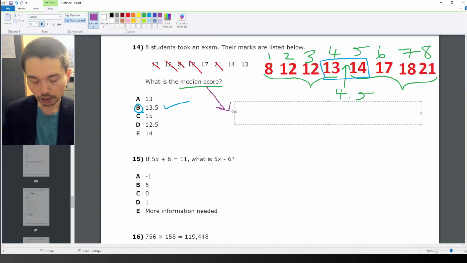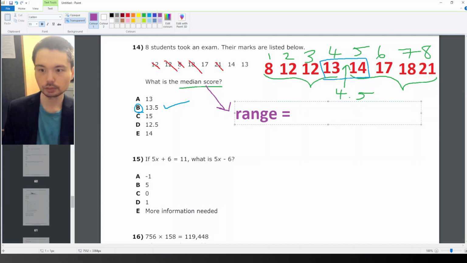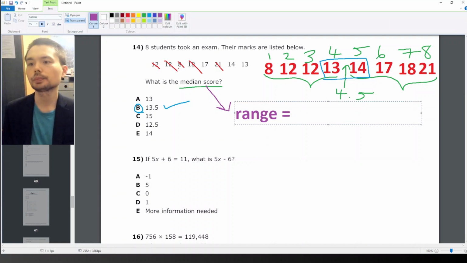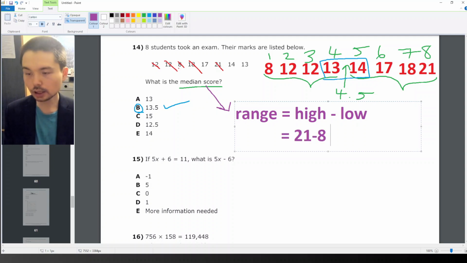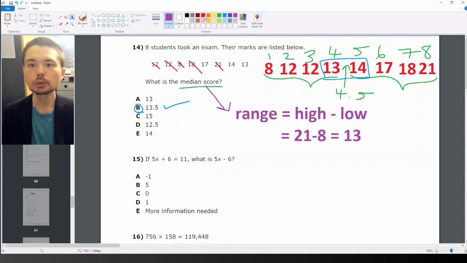So let's work out the range. What is it? 5 seconds. The range means the highest minus the lowest. So this means 21 minus 8, which is 13. Next question, number 15. If 5x plus 6 is 11, what is 5x minus 6?